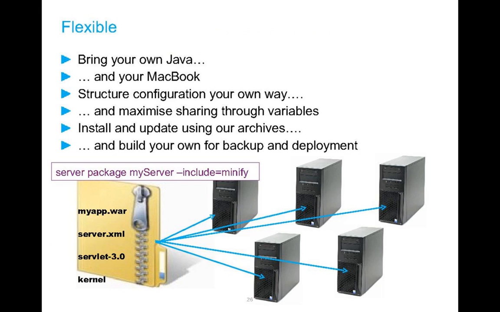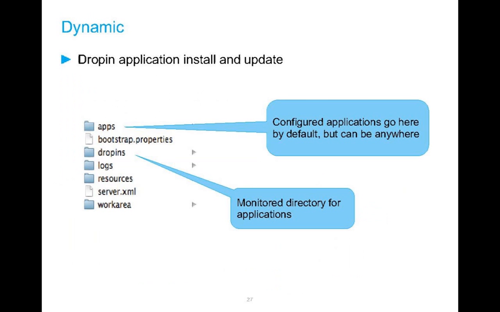So the next thing is the dynamicity. The directory structure shown in this slide is generally the directory structure for each server. You can see there's a directory called apps. That is the default directory in which you put your apps. You can have any directory and configure it in server.xml to point to it. Similarly, there is a directory called dropins, which is a monitored directory. Whatever you drop in there will get installed.